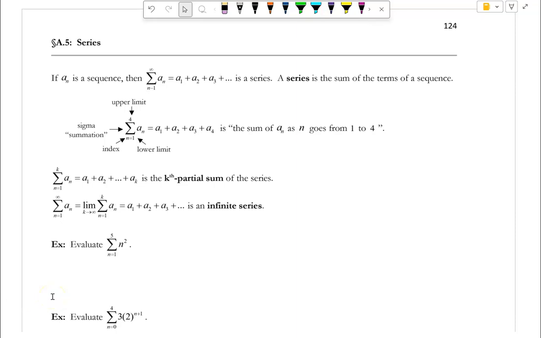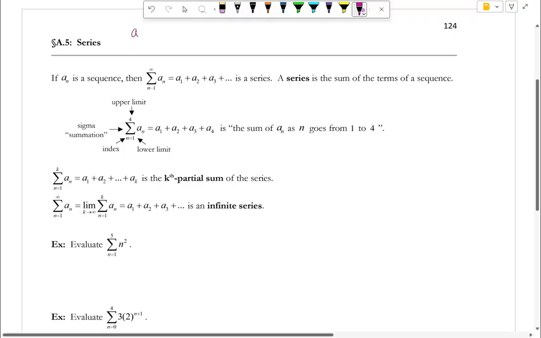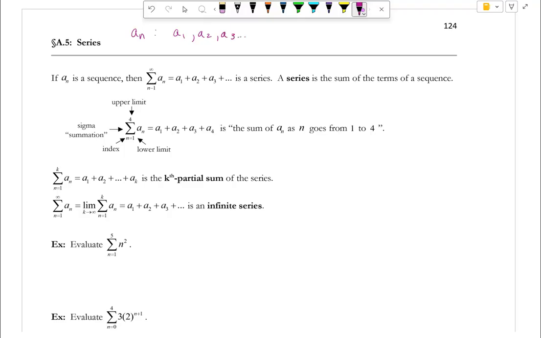We know that a sequence is a list of numbers in a certain order, and we've been working with explicit formulas for sequences. So if I have a sequence described as a sub n, I might think of it as having a first term, a second term, a third term, and so on. So a series is the sum of the terms in a sequence.